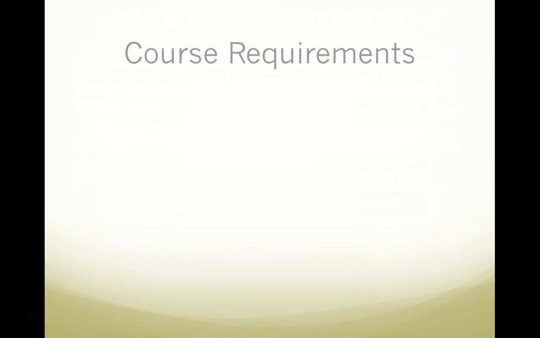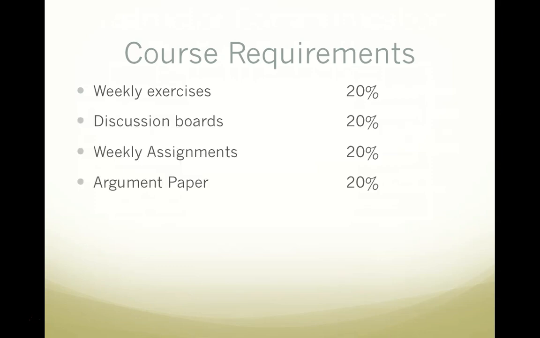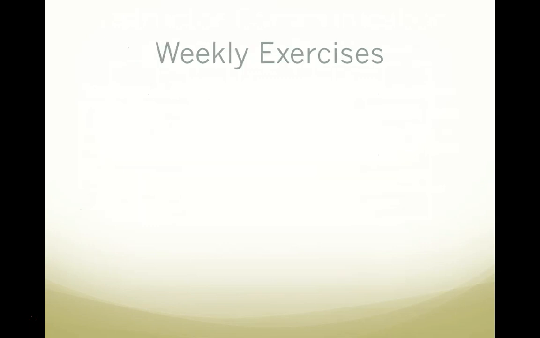Now I'm going to go through the course requirements and then explain in detail each of these requirements. This course has 5 requirements. They're each worth 20% of your final grade. Weekly exercises, discussion boards, weekly assignments, an argument paper, and the final exam. As I said, each of these is worth 20%. Although, as we'll see with the weekly exercises, the discussion board, and the weekly assignments, each of these 20% are made up of a bunch of smaller assignments.